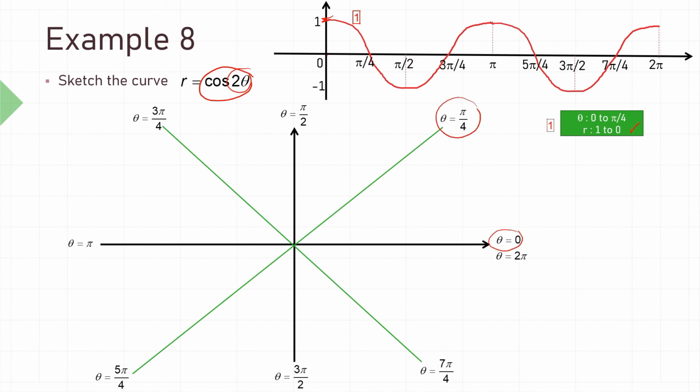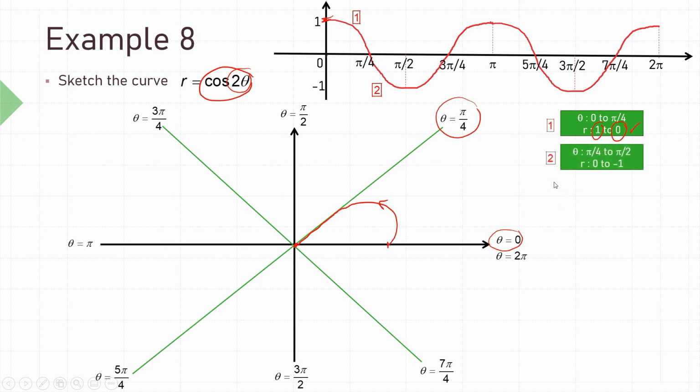We need to consider these two. Suppose we have 1 here, and it should end at 0 on this graph, because it is from 0 to pi over 4. I'll sketch it for you, something like this. So this is the direction. Now we need to consider the second part, which is from pi over 4 to pi over 2.